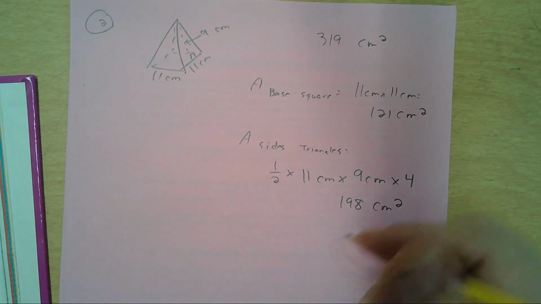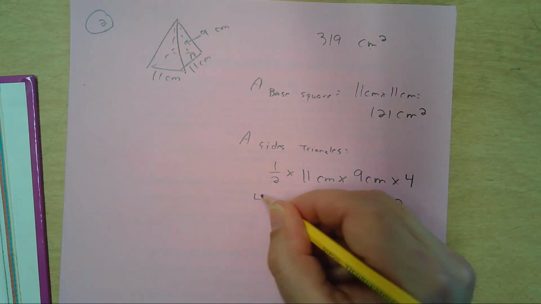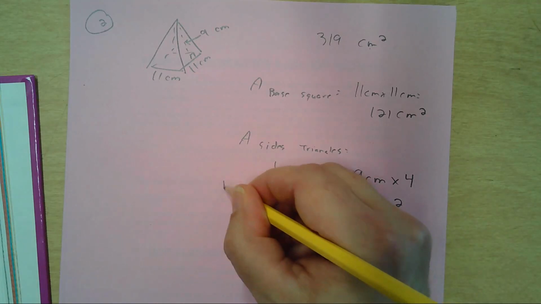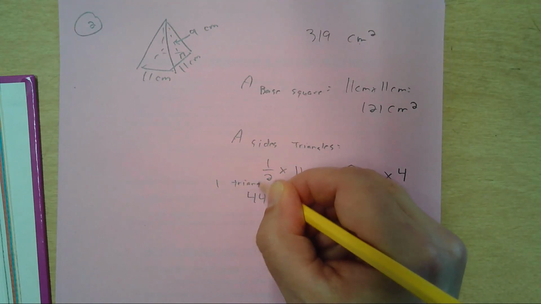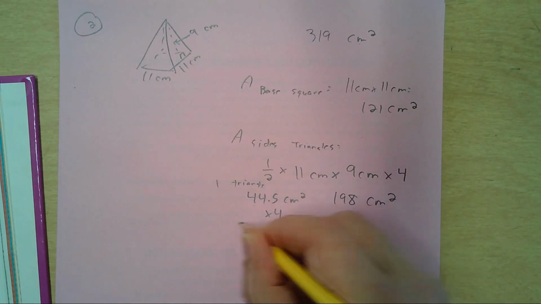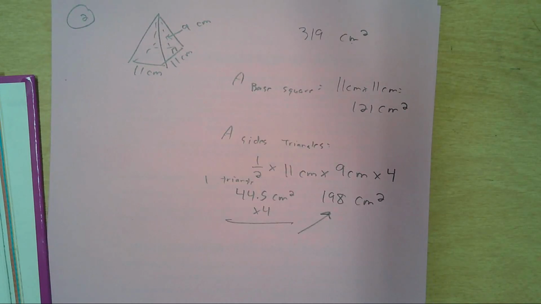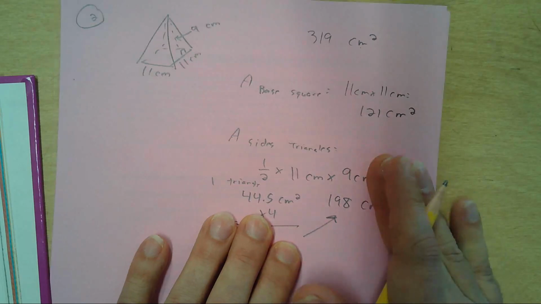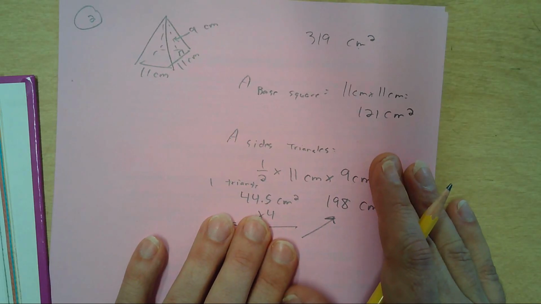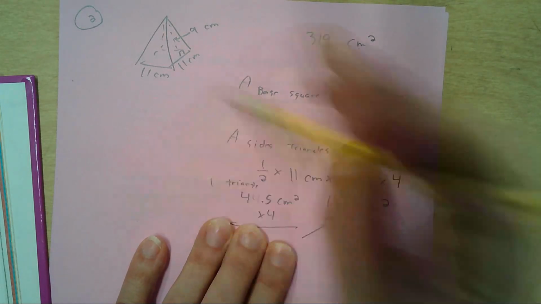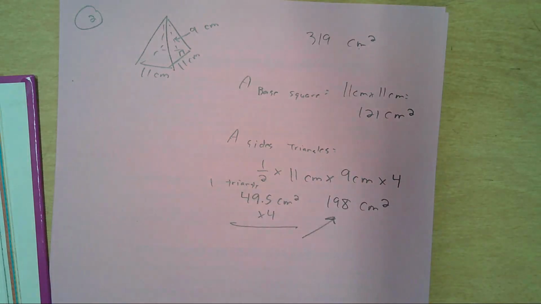And of course, one triangle was 44.5. That's one triangle. And I'm just multiplying that by 4 because all 4 are the same. That's where my 198 comes from. But I found the area of one triangle: 1/2 times base times height. Half of 99 is, no, it's 49.5. My bad. 49.5. And then multiply that times 4 gives me my 198.